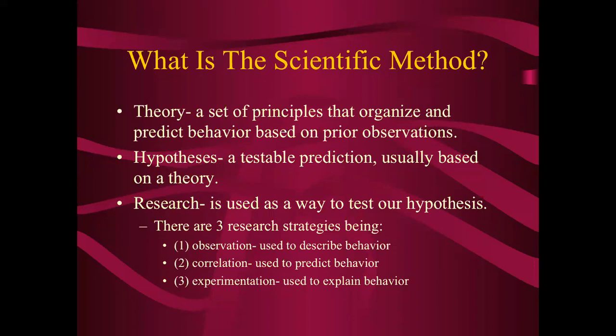So the broadest sense is a theory. So a theory is a general set of principles that allow us to organize or predict behavior, right? Based on some past observations or principles. So that's a theory. It's very broad. A hypothesis is taking the principles of a theory and applying it to our research.